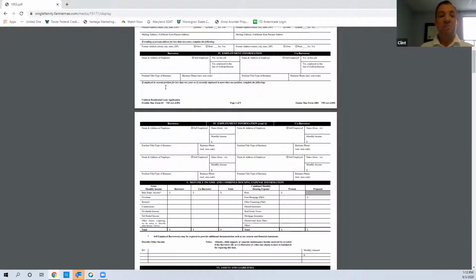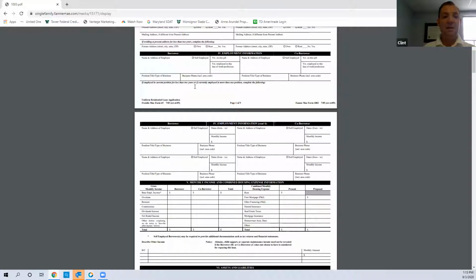That's going to be important, especially for our commissioned employees who are going to need a 2-year history and may have changed jobs. So there's the opportunity that even though they change jobs and they're commissioned, if they've stayed in the same line of work, we can still use that as income. So it's very important to make sure that we fill this out completely and find out how long they've been in that line of work. I get their profession, their position, and then of course the business number.